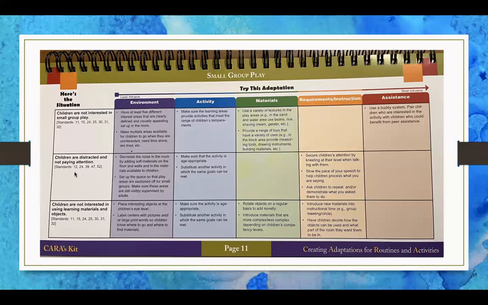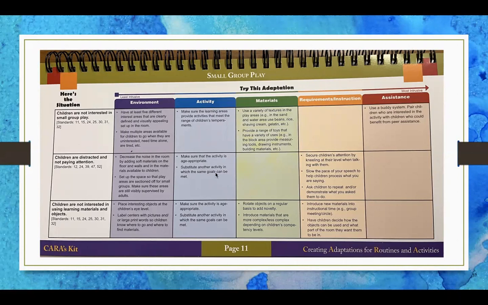Okay. So I could decrease the noise in the room. I could set up space so that the play areas are sectioned for more small group. And again, I know people are thinking about ECERS, but if I have a child that has an IEP and needs this kind of thing, then that's something to consider. But already with ECERS, we make sure that our loud and quiet centers are in different areas.